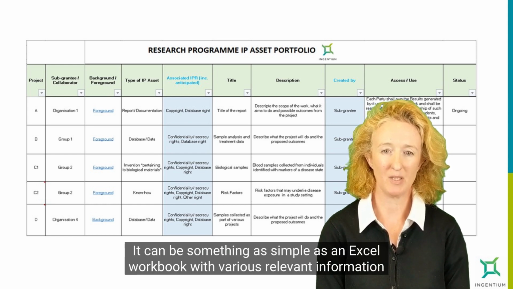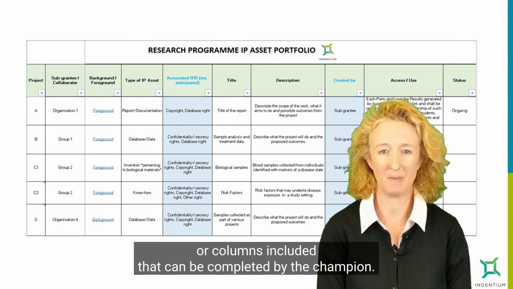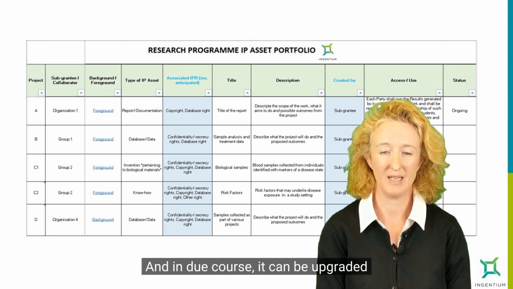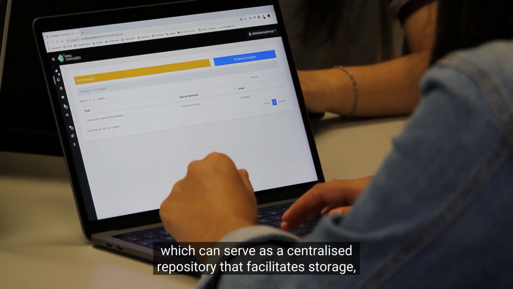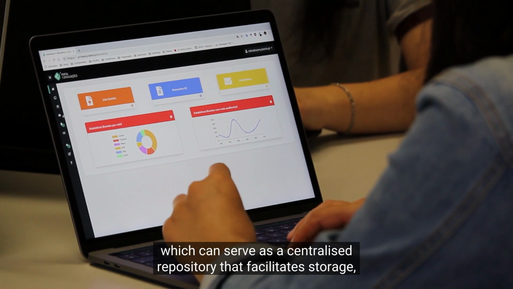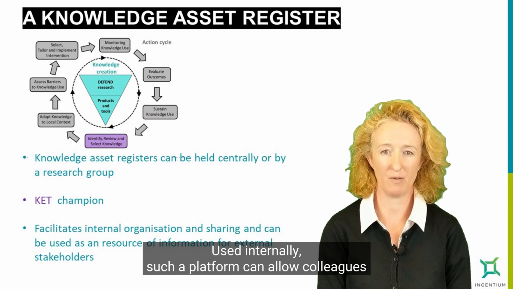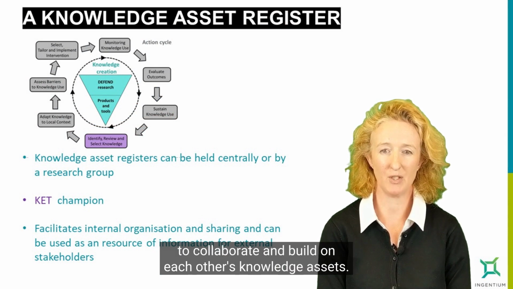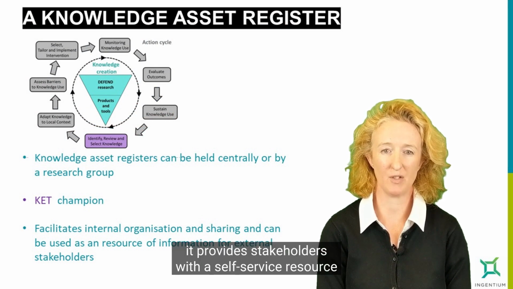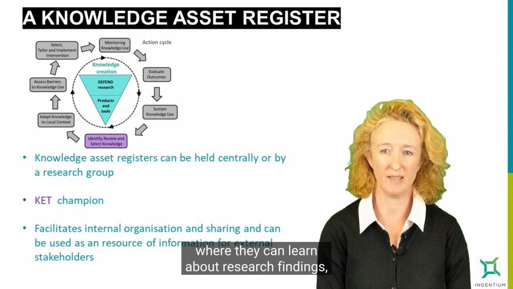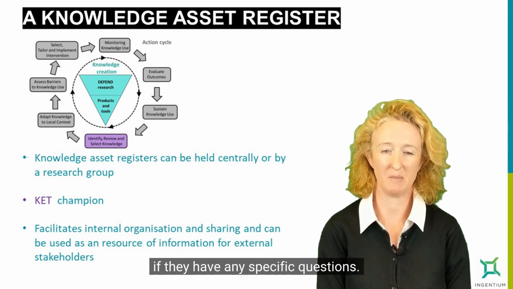It can be something as simple as an Excel workbook with various relevant informational columns included that can be completed by the champion. And in due course, it can be upgraded to be a full online knowledge management system which can serve as a centralised repository that facilitates storage, organisation and sharing of information. Used internally, such a platform can allow colleagues to collaborate and build on each other's knowledge assets. And used externally, it provides stakeholders with a self-service resource where they can learn about research findings, access informational material and know who to contact if they have any specific questions.